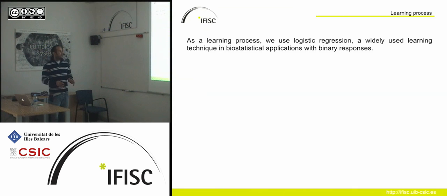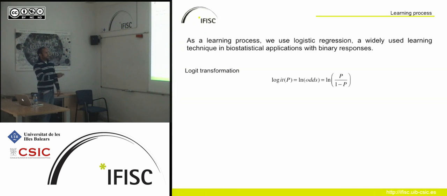We have a binary answer here because we are asking, is this heartbeat pathological or not? If it's pathological, is it of this particular pathology or of the other or the other? So all of them are binary answers. So logistic regression is based on what is called the logit transformation, which is the natural logarithm of the odds, where the odds are defined as the ratio between the probability of an event occurring and the probability of the same event not occurring.